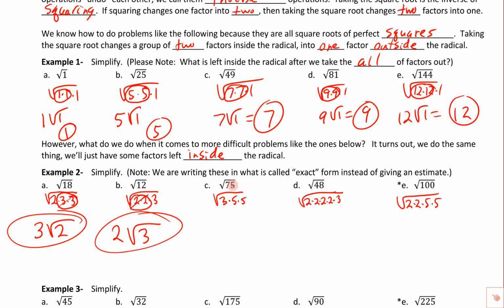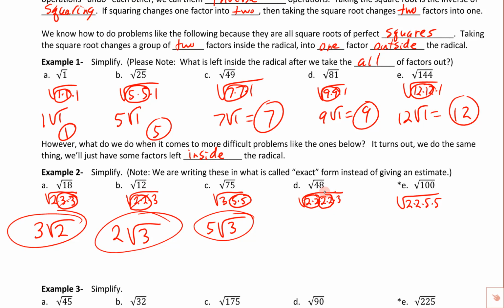Next one. Square root of 75 is the same as square root of 3 times 5 times 5. There's a pair of 5's, so we put a 5 on the outside, and what's stuck underneath? The 3. And again, the reason it's stuck underneath is because there's nothing to pair it up with. Okay, take a look at this next one. We've got four 2's and a 3. So we're looking for pairs of factors, remember. We're looking for groups of 2.